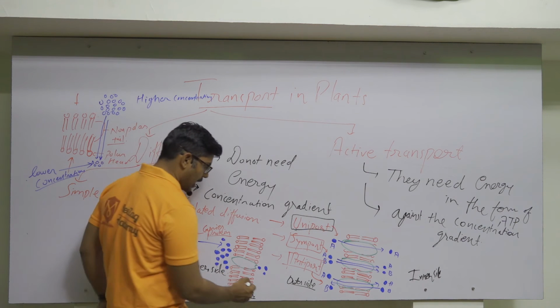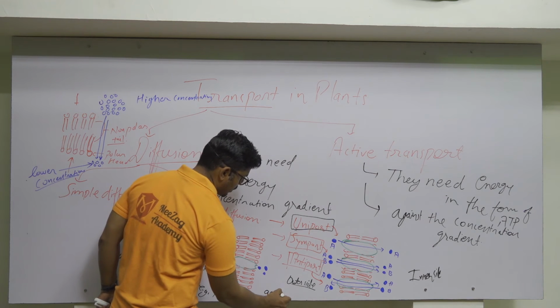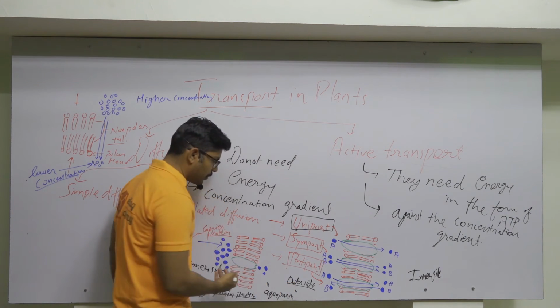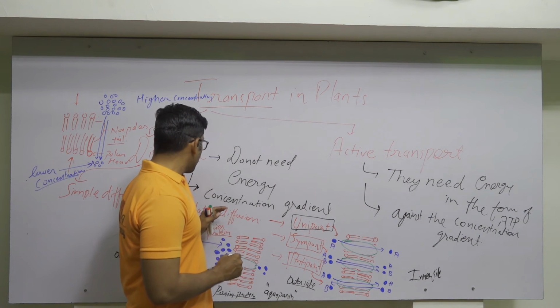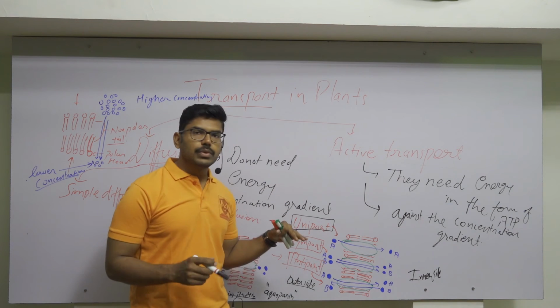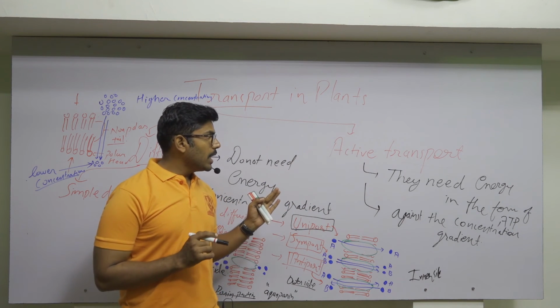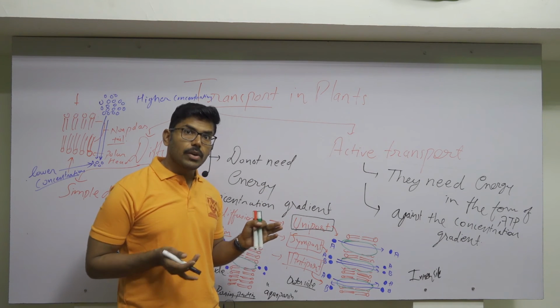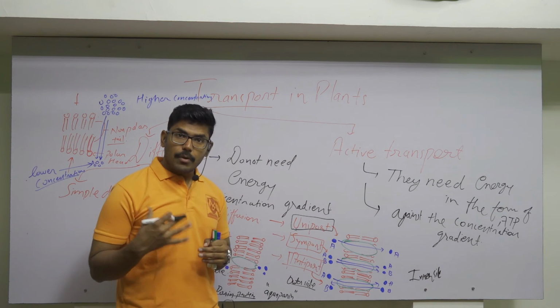So aquaporins are made up of 8 porin proteins. So this is facilitated diffusion. Now we move to active transport. In active transport, why is it called active? Because they need energy in the form of ATP.